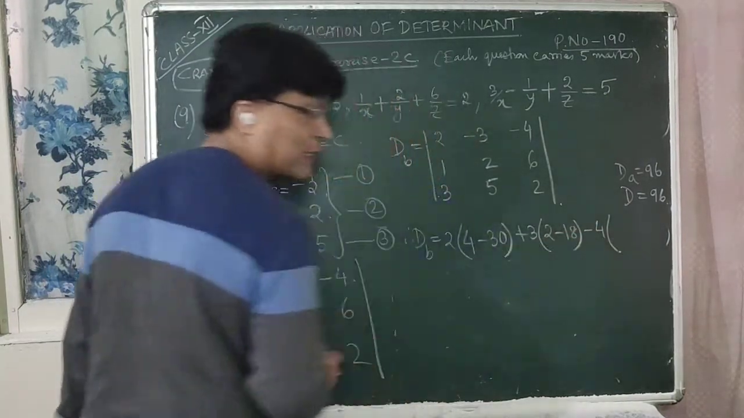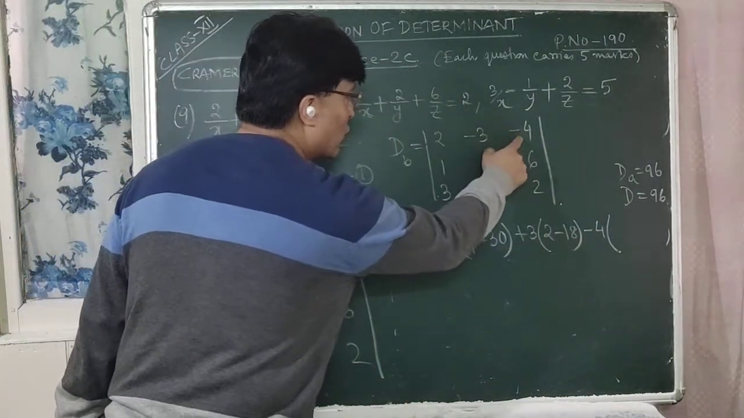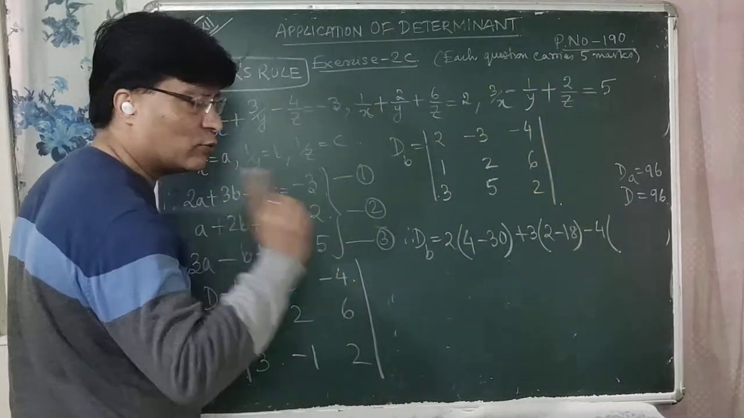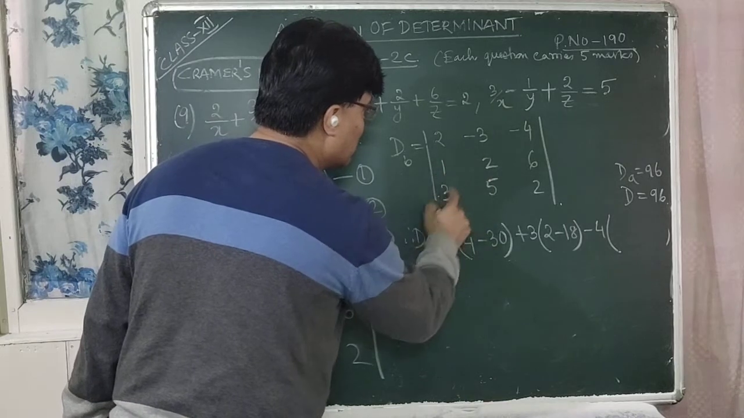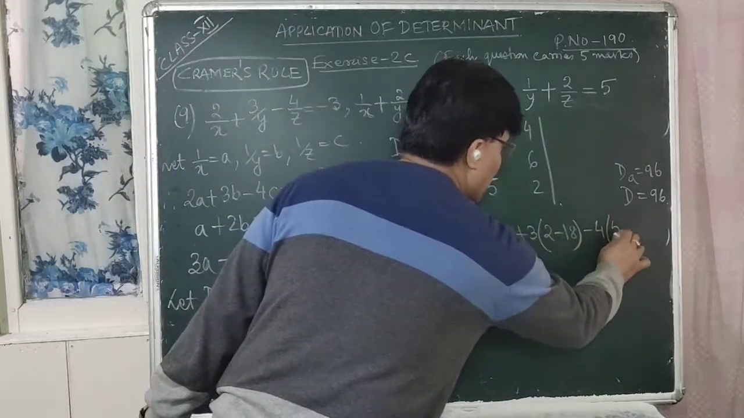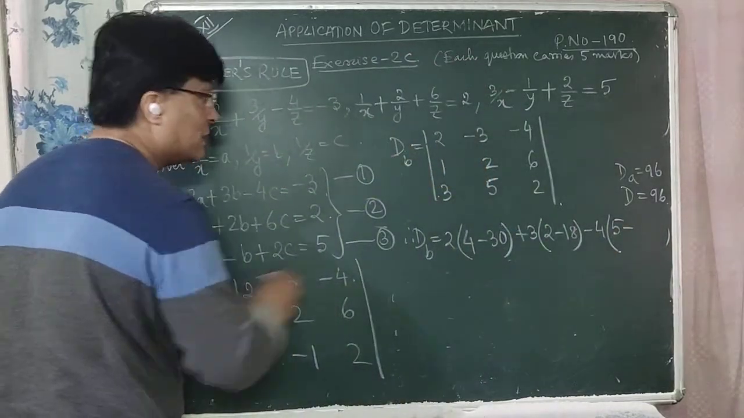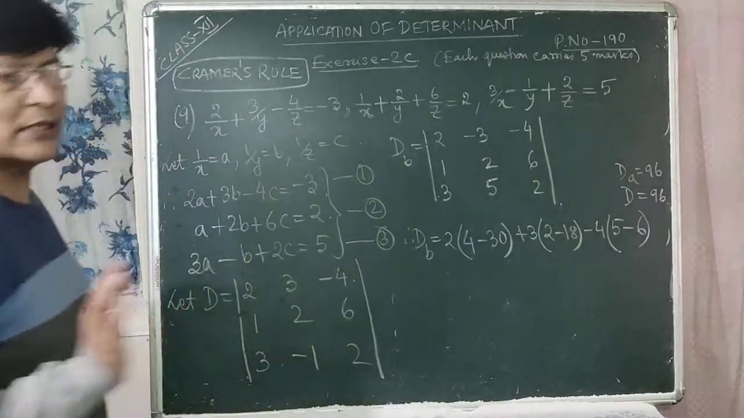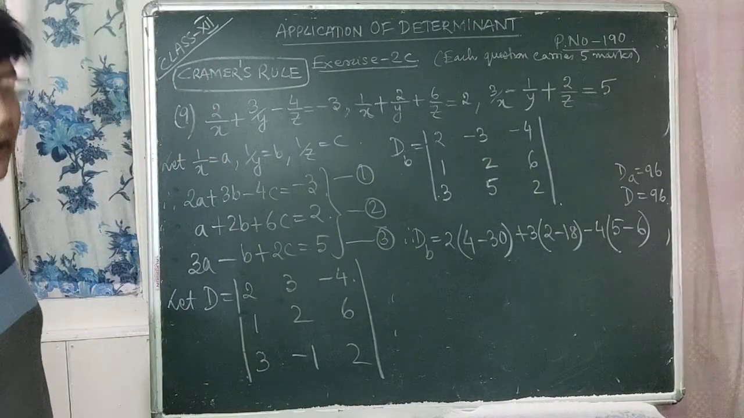Minus 4 within bracket. Now delete the row and the column through the element minus 4. That means first row and third column are deleted. What remains? 1, 2, 3, 5. So cross multiply 1 by 5. That is 5. Then comes minus, right? Then 2 3s are 6. Is it clear now? So this is your expansion.